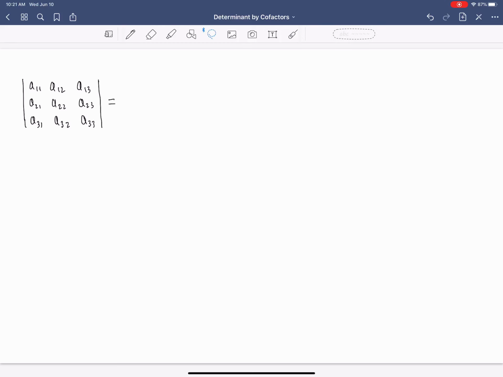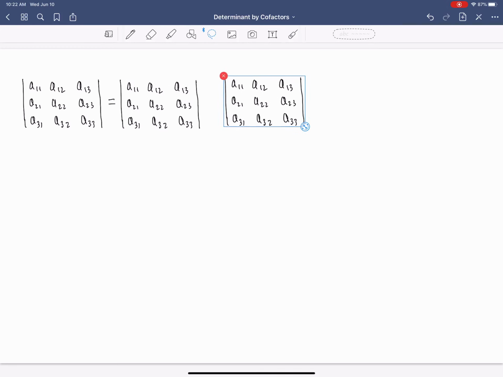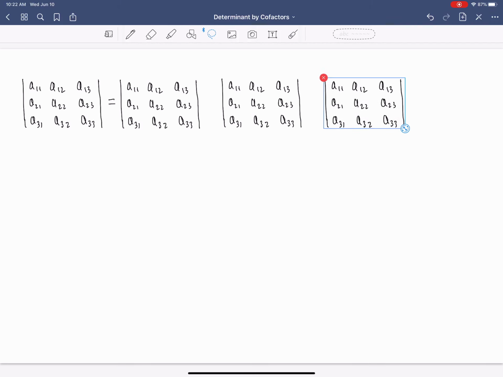I'm going to use my specialty here to copy stuff, to make life a little bit faster, because I'm going to need 3 of those. All right, so I copied the matrix 3 times.